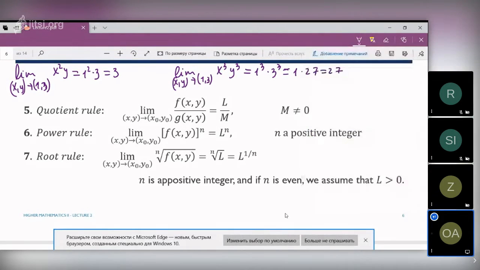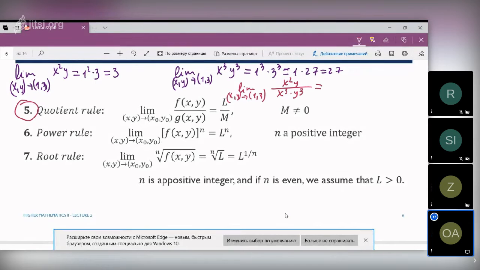Now we have to use the quotient rule for the next example. I want to write here the limit as (x, y) tends to (1, 3), and I have a quotient. The upper part is x squared y, in the denominator x cubed times y cubed. We have two ways to calculate this function. First of all, we can simplify it if we can. If it's hard to simplify, just use the quotient rule, which is given with number 5.